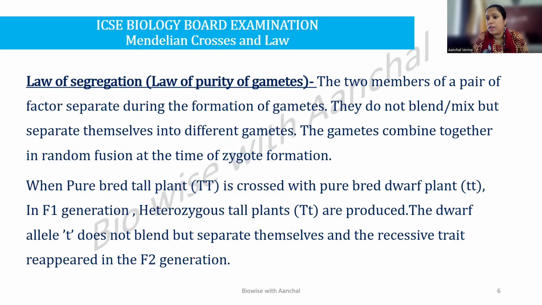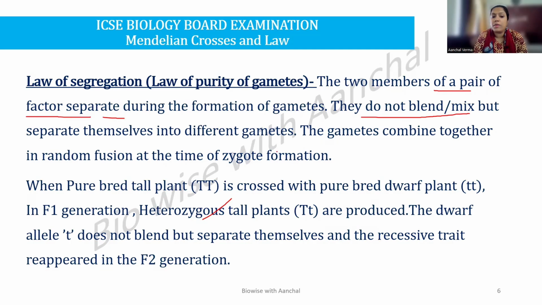Here, which explanation for the F2? Law of segregation. So the two members of the pair of factors, that is pair of factors is what? Alleles or the traits, separate during the formation of gametes. So both the two factors, that is capital T and small t, will separate themselves in the gamete without influencing each other. This is also called the law of purity of gametes. They do not blend, that is capital T and small t will not blend or mix with each other. They will move into the gametes independent of each other. So this is what is called law of segregation.